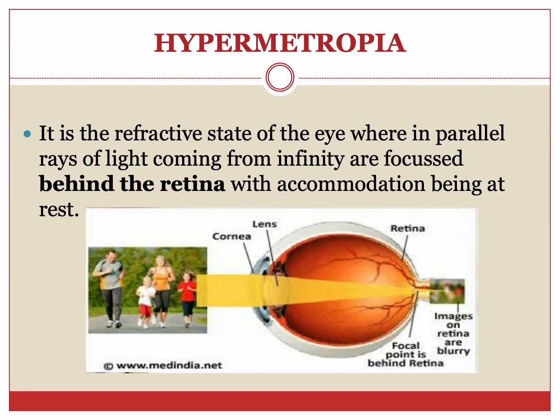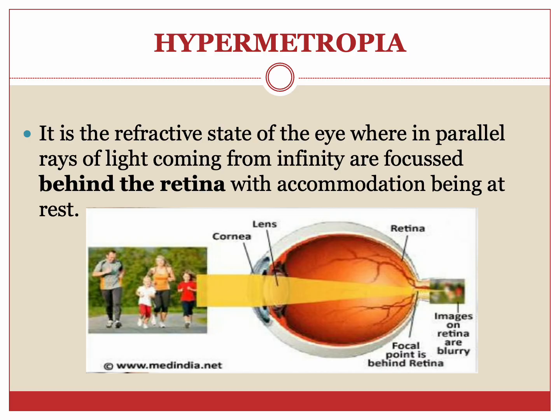Now moving on to hypermetropia, meaning farsightedness. A person is able to see objects which are far clearly, but near objects are seen blurry. It is a refractive state of the eye wherein parallel rays of light coming from infinity are focused behind the retina, with accommodation being at rest. So in myopia, rays were being focused in front of the retina. In hypermetropia, rays are being focused after the retina.